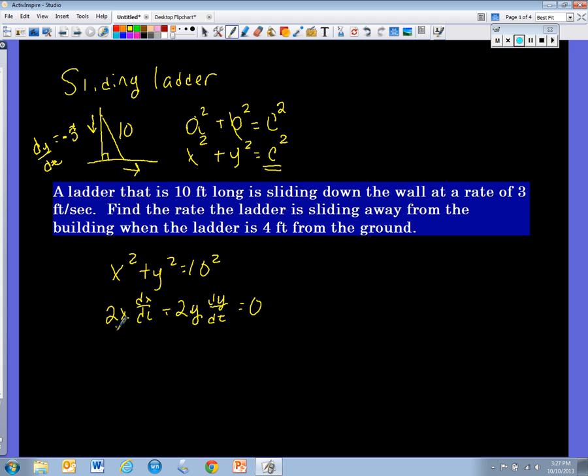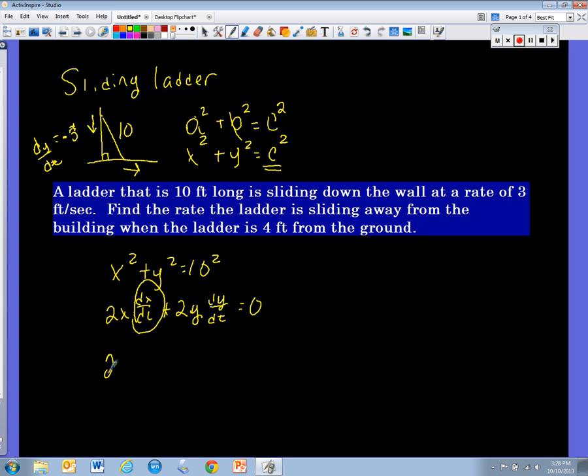Now it's time to decide what can we plug in and what are we actually searching for. So let me see. This wants to know the rate the ladder is sliding away. So the rate the ladder is sliding away is going to be this arrow right here, which is definitely this. This is the unknown. So that tells me I should be able to plug in for everything else and get an answer. So let's start plugging.